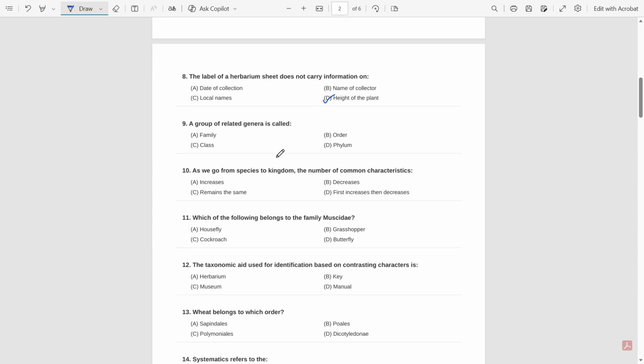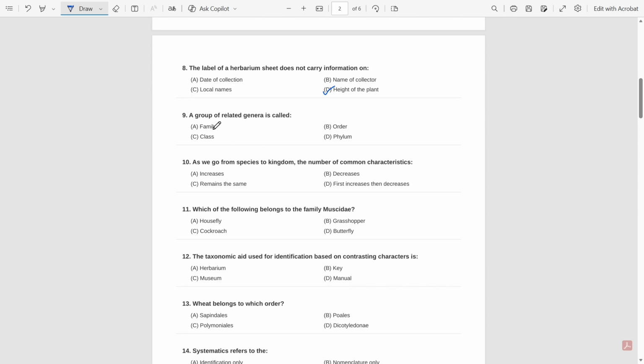9. A group of related genera is called A. Family. B. Order. C. Class. D. Phylum. The answer is A. Why? Related genera are grouped into families, e.g., Solanum and Petunia in Solanaceae.